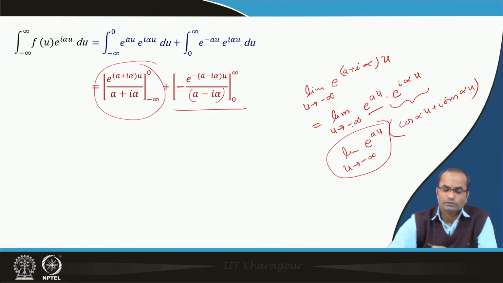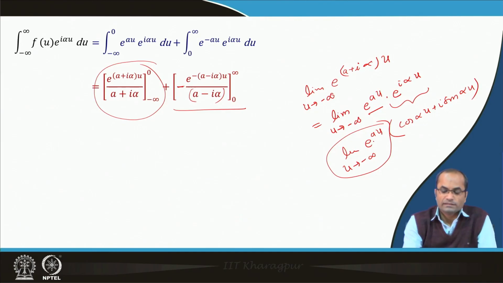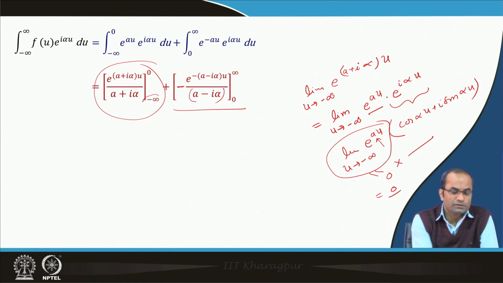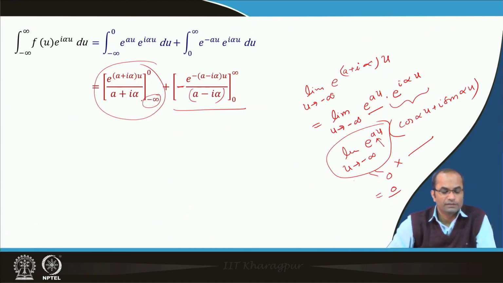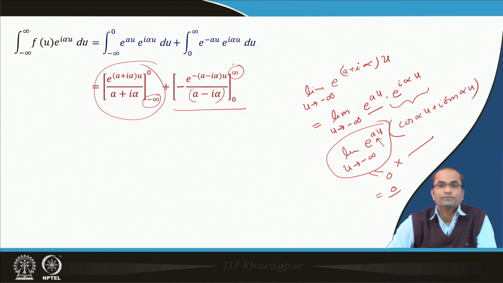Because u is going to minus infinity, e power a u, with a a positive number, will go to 0, and then we have something finite. So everything is 0. When we substitute minus infinity, this will be 0, and in the second integral the other way around it is happening. When we substitute, we let u go to infinity.